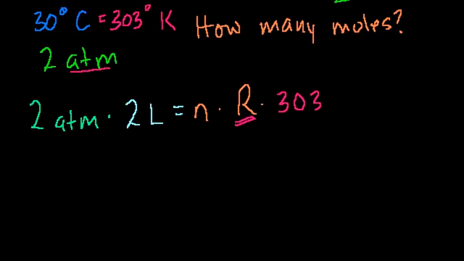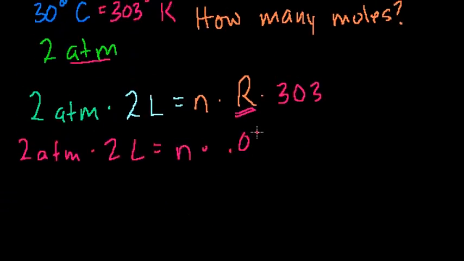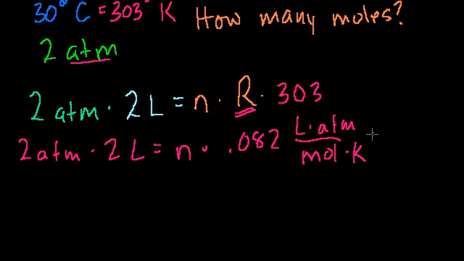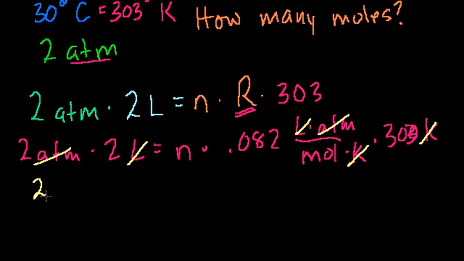So let me rewrite our whole equation, actually. So I have 2 atmospheres times 2 liters is equal to n times 0.082 liter atmospheres per mole Kelvin times 303 degrees Kelvin. All right, so let's see if all of the units work out. When you do dimensional analysis, you can treat units like numbers. So if you divide both sides of this equation by atmospheres, the atmospheres cancel out. Divide both sides by liters, liters cancel out. You have a Kelvin in the numerator, Kelvin in the denominator. That cancels out.